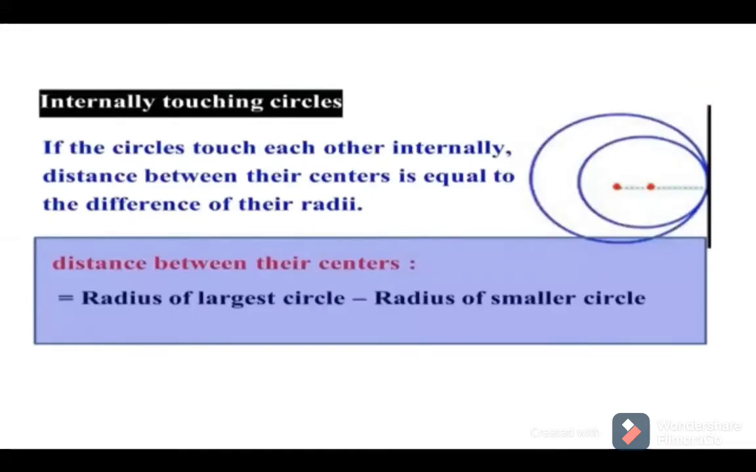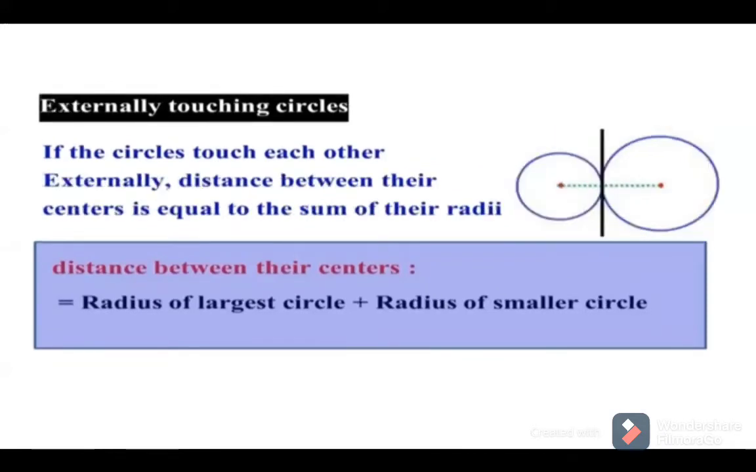Let's study internally touching circles. If the circles touch each other internally, means from inside, distance between their centers is equal to the difference of their radii. So distance between their centers is equal to radius of largest circle minus radius of smaller circle.